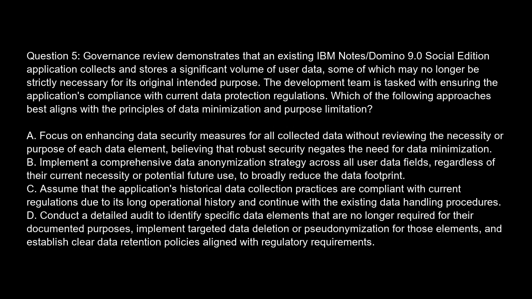Option A. Focus on enhancing data security measures for all collected data without reviewing the necessity or purpose of each data element, believing that robust security negates the need for data minimization. Option B. Implement a comprehensive data anonymization strategy across all user data fields, regardless of their current necessity or potential future use, to broadly reduce the data footprint.